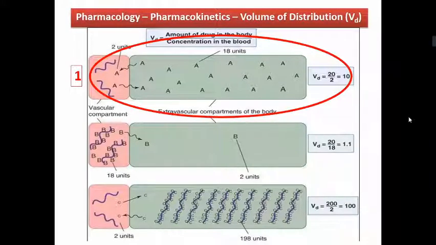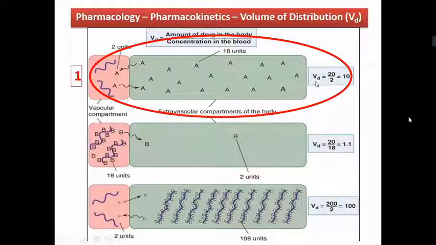So, how will you appreciate the effect of protein binding on the volume of distribution? Here, concentrate on this illustration. This pink one is your vascular compartment, meaning the blood vessel. This one is the plasma proteins, and this is the drug. This first scenario is where less of the drug combines with the protein. So if less drug is combined with plasma protein, more of the drug will enter the compartment.